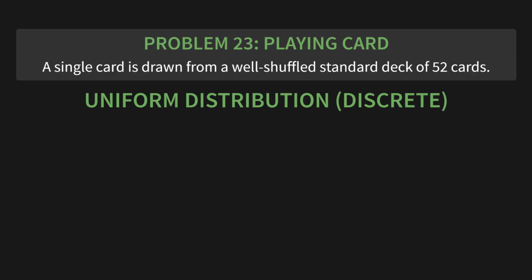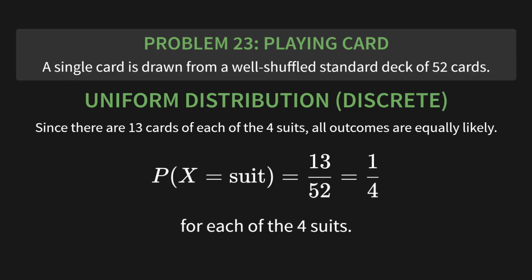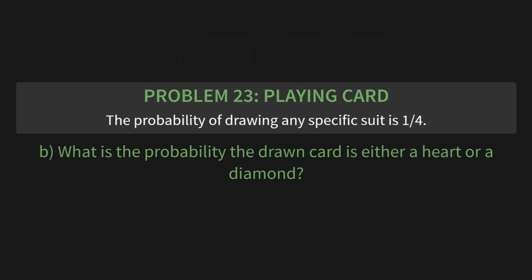Since there are 13 cards of each of the 4 suits, all outcomes are equally likely. The probability of X equaling any given suit is 13 divided by 52, which simplifies to 1/4. That's true for each of the 4 suits. So, for part B, the probability of drawing any specific suit is 1/4. What is the probability the drawn card is either a heart or a diamond?